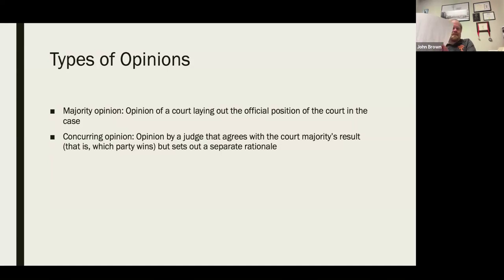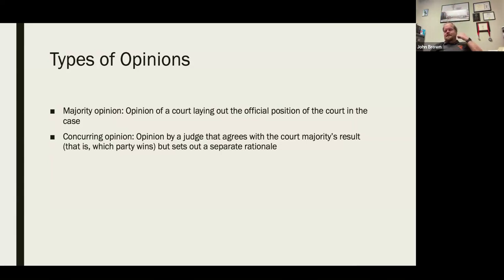Now, there are 4 types of opinions the courts issue. One is the majority opinion. This is the opinion of a court laying out the official position of the court in the case. So that's the basic one. A concurring opinion is an opinion written by a judge who agrees with the majority's result. In other words, he agrees that the winning party should have won, but has a different rationale for why.